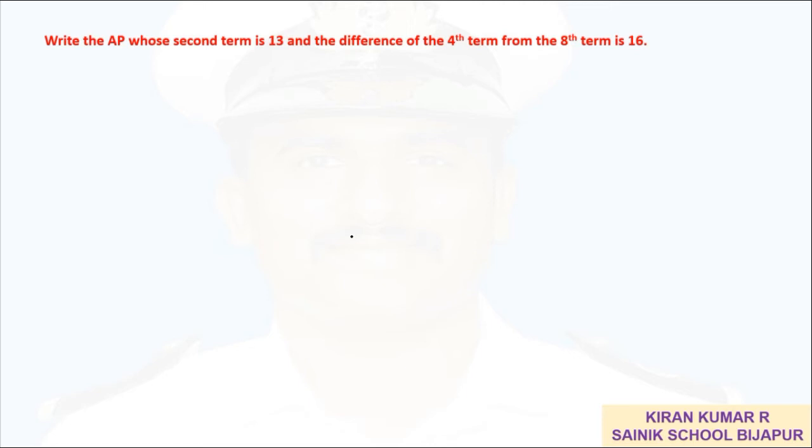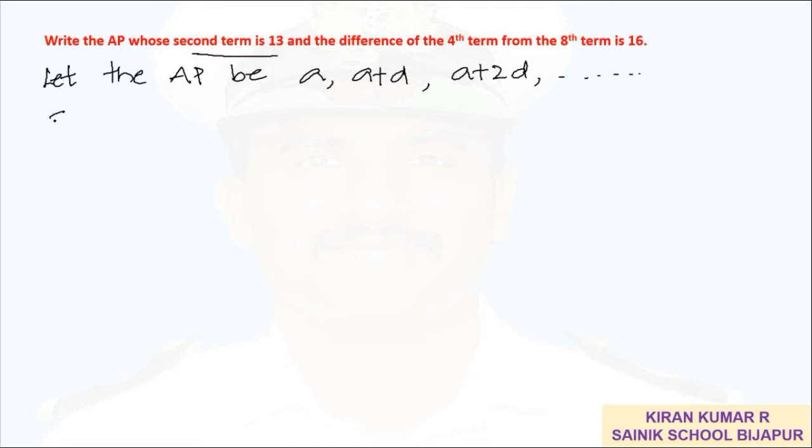What does it mean? Let me consider the general form of an AP. Since they have not given any of the terms, I'll consider the general form. Let the AP be A, A plus D, A plus 2D, and so on. Here they have given the second term as 13. Here the second term is A plus D. Alright.